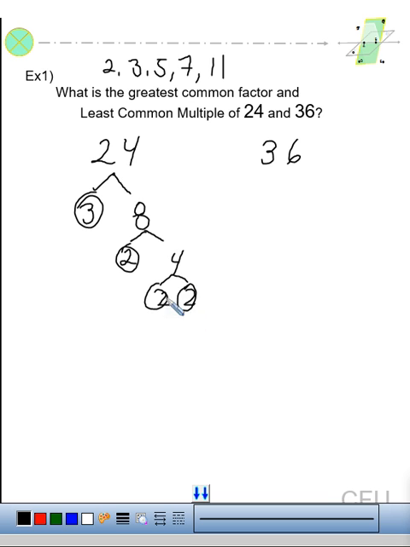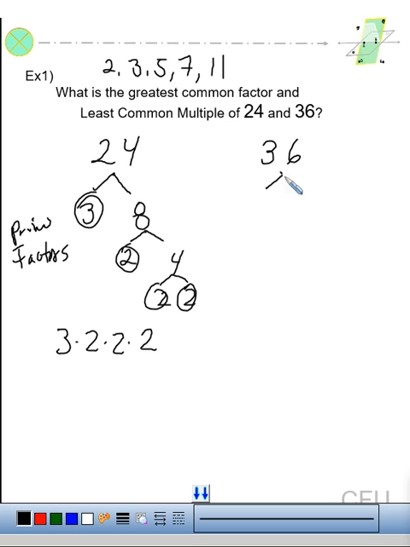And notice that I circle these because that tells me that I can't do anything else with them. These are called prime numbers. But as soon as I write them like this, these are called prime factors. Prime factors. Why factors? Because they're multiplying, and it gives me the original number. Yes? It is called a factor tree.